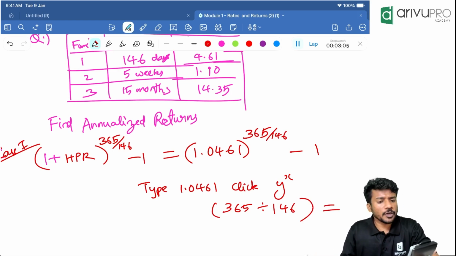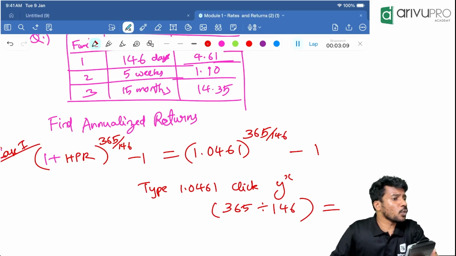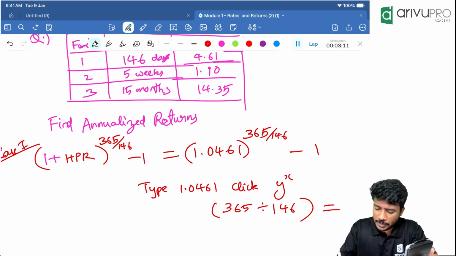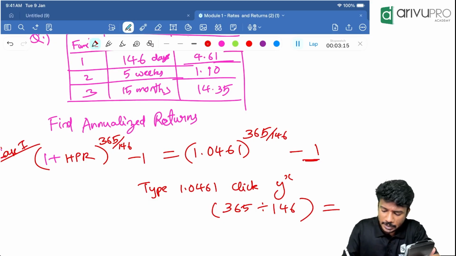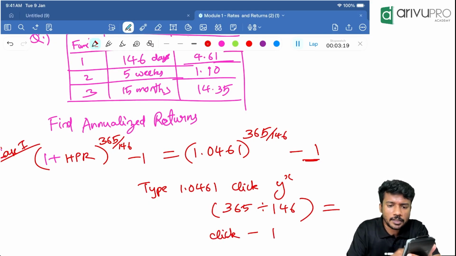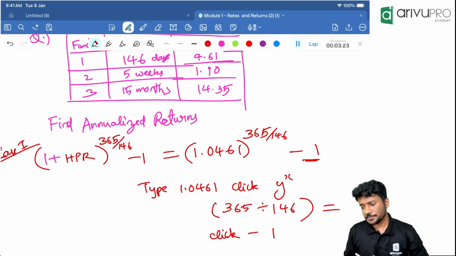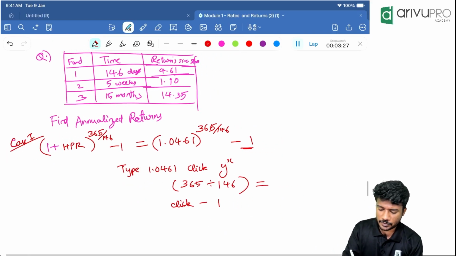Now you are getting 1.11926521 on your calculator. From that I need to reduce 1, right? So click minus, then 1, and you will get the answer. How much is the answer you are getting? 11.93%. Yes, which is equal to how much?